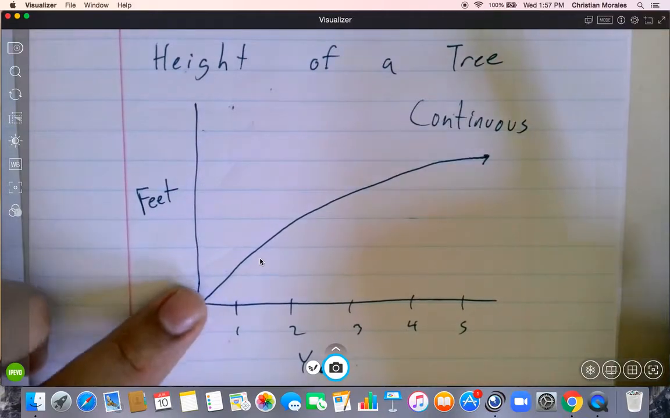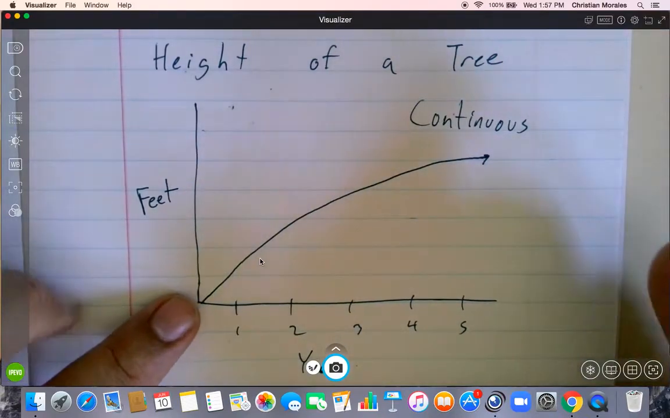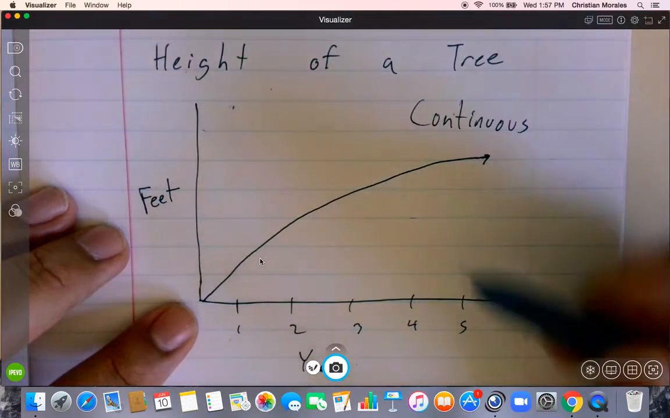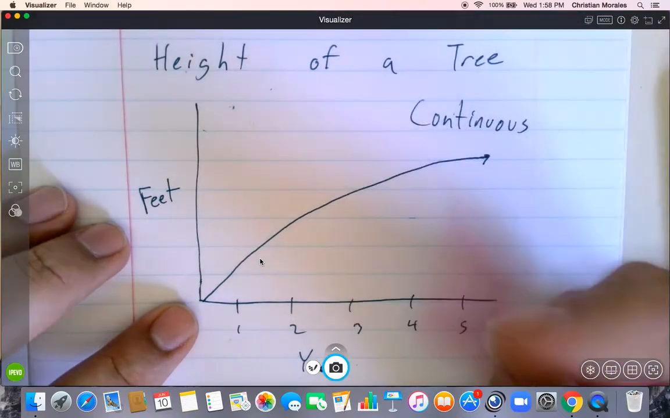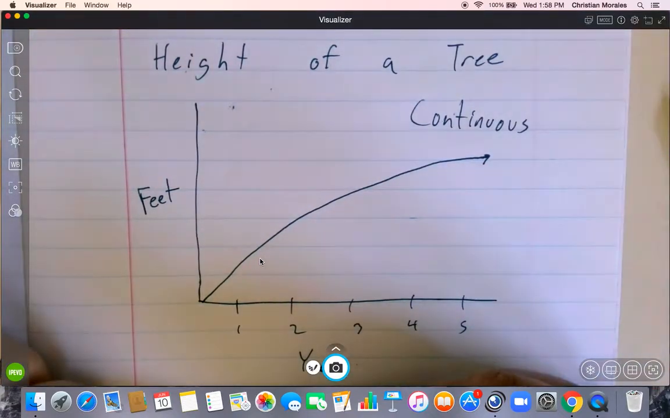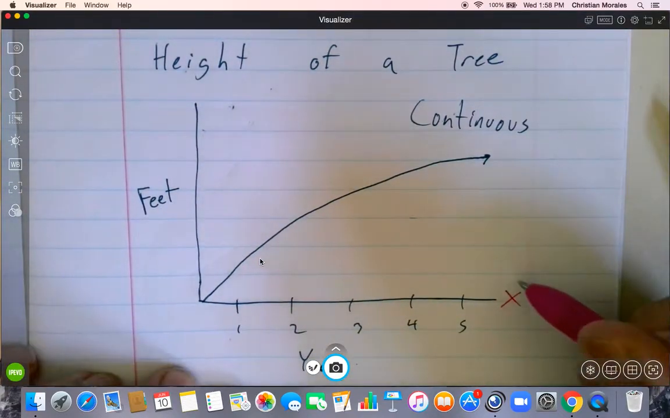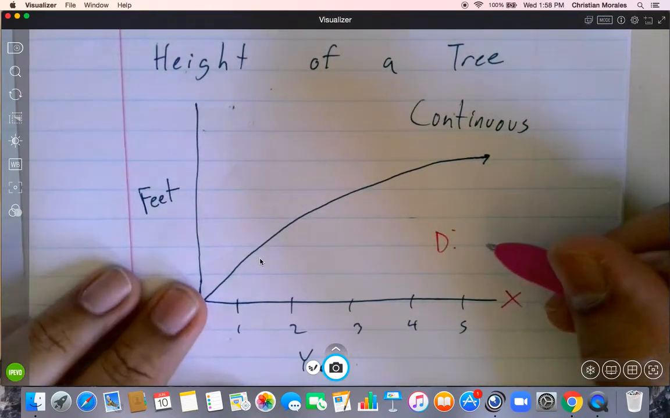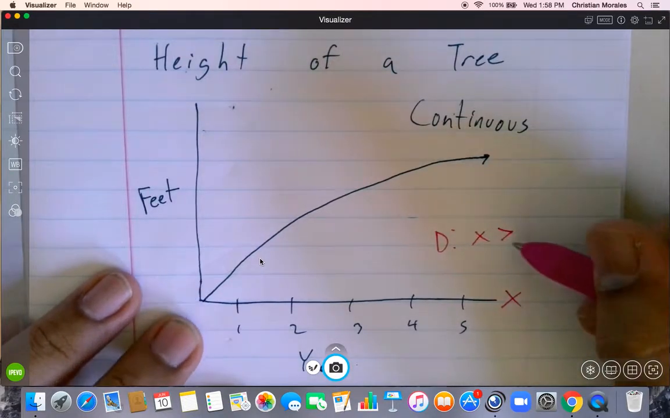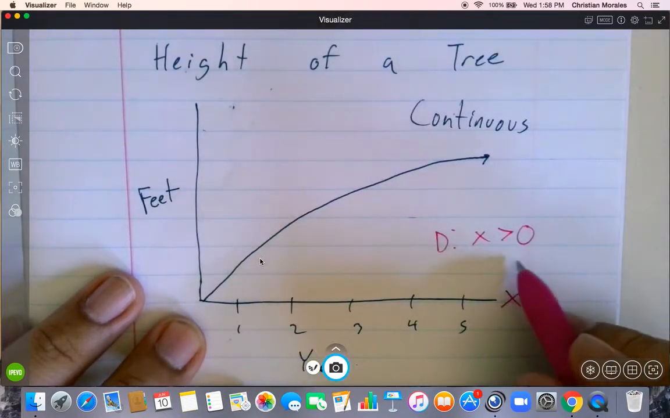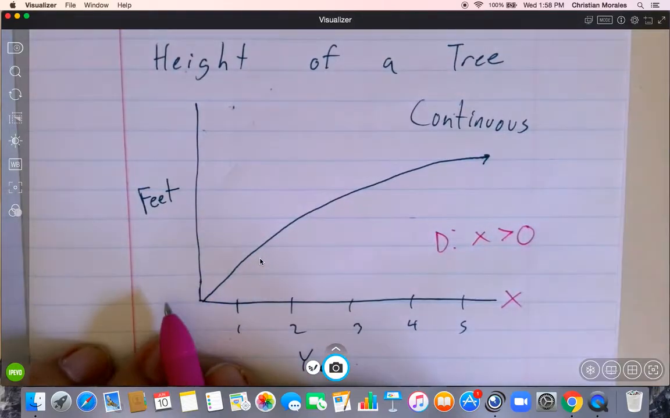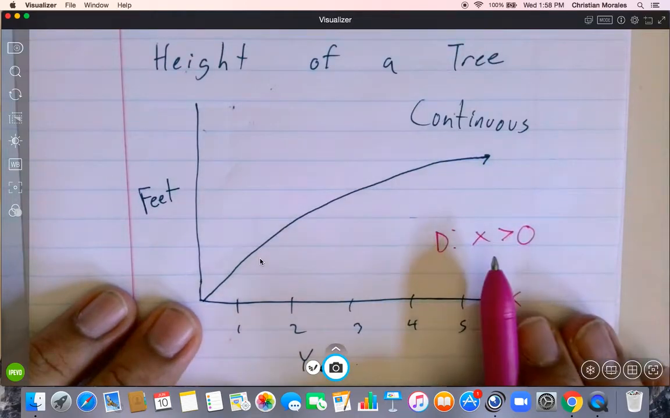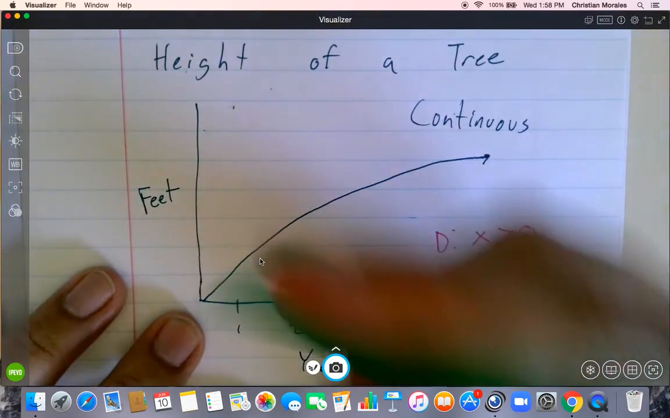If I asked you to give me the domain and the range here, like what is the domain and range? Instead of giving me every single number, for the domain, I would say for the x values, the domain is all numbers greater than 0. So I would say this. That's my domain. I'm not using any negative numbers because we're measuring the height of the tree over time. There's never negative height.